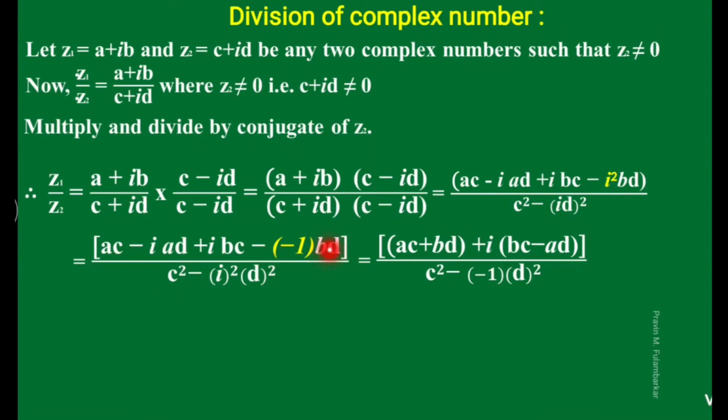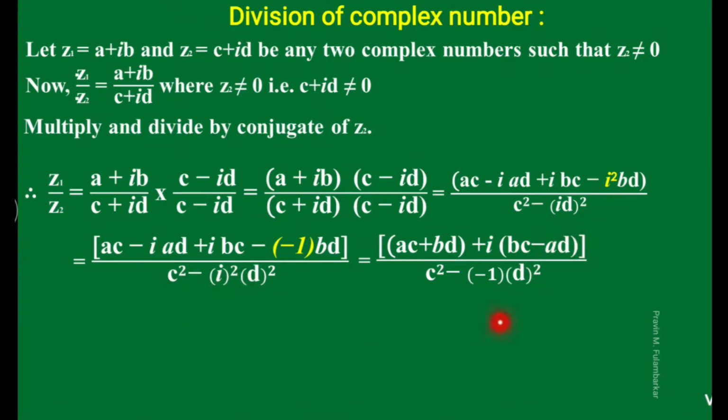This is also a real part, so we add this with ac. So we write in the first bracket the real part ac plus bd. Now taking i common from the second and third terms, first we write the positive term. So we write bc after taking i common, and here ad after taking i common. So we write in the second bracket the imaginary part bc minus ad.